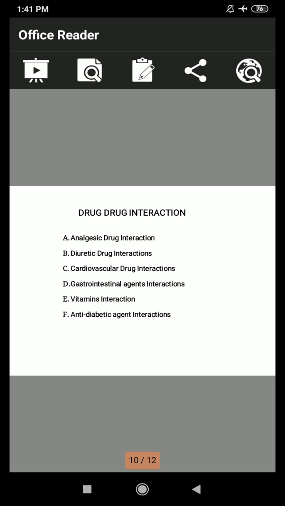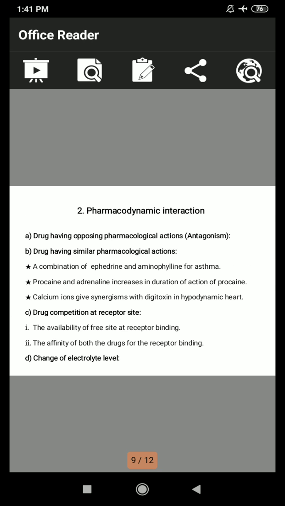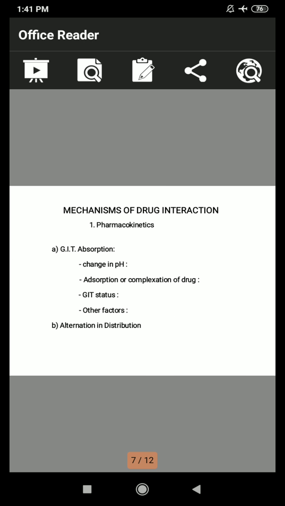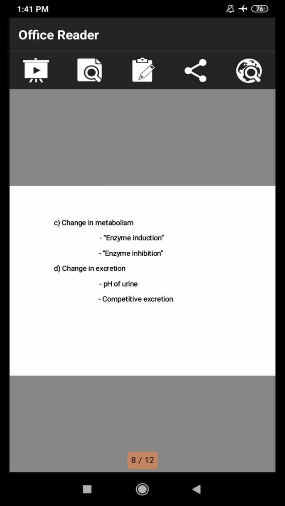The mechanism of drug interaction: first see pharmacokinetic and pharmacodynamic interaction. In pharmacodynamic interaction, drugs having opposing pharmacological action, that is also known as antagonism, then drugs having similar pharmacological actions, then drug competition at receptor site and change of the electrolyte level.